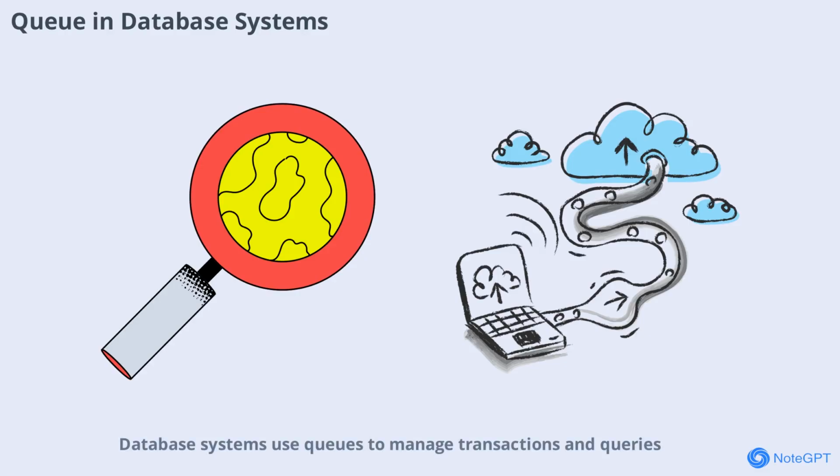Database systems use queues to manage transactions and queries. By processing each operation in order, queues help maintain data consistency and prevent conflicts, especially in environments with multiple users or applications accessing the database simultaneously.